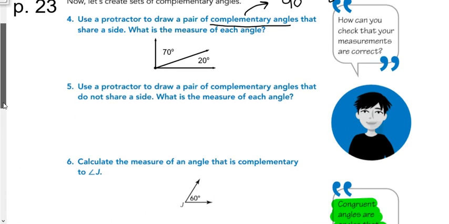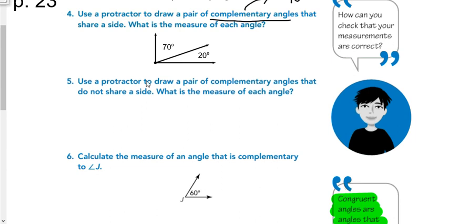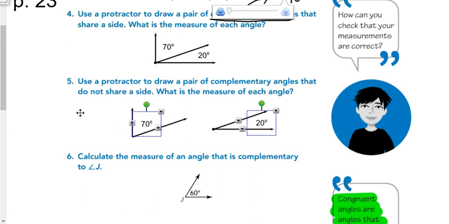And number 5 is the same thing. Use a protractor to draw a pair of complementary angles that do not share a side. So this one shared a side, this one they have in common, but you just have to draw it separately this time. So 70 right here, 20 right here. They still add up to 90, which makes them complementary angles.